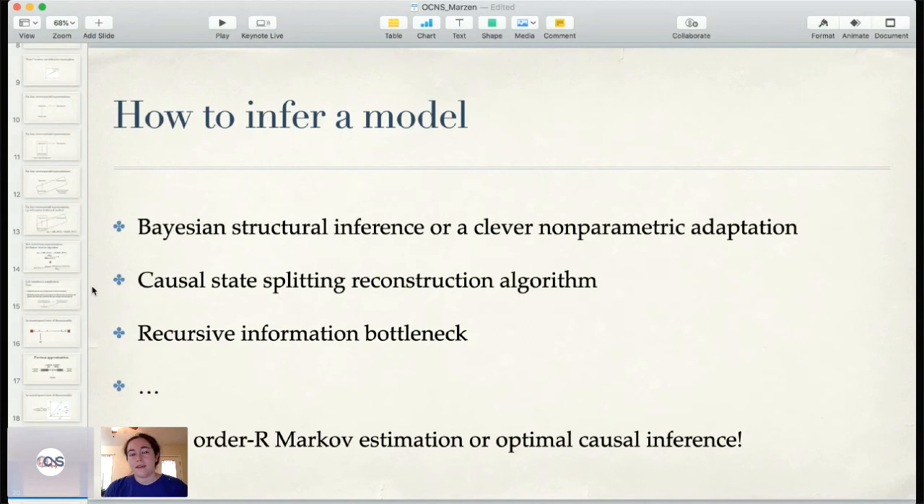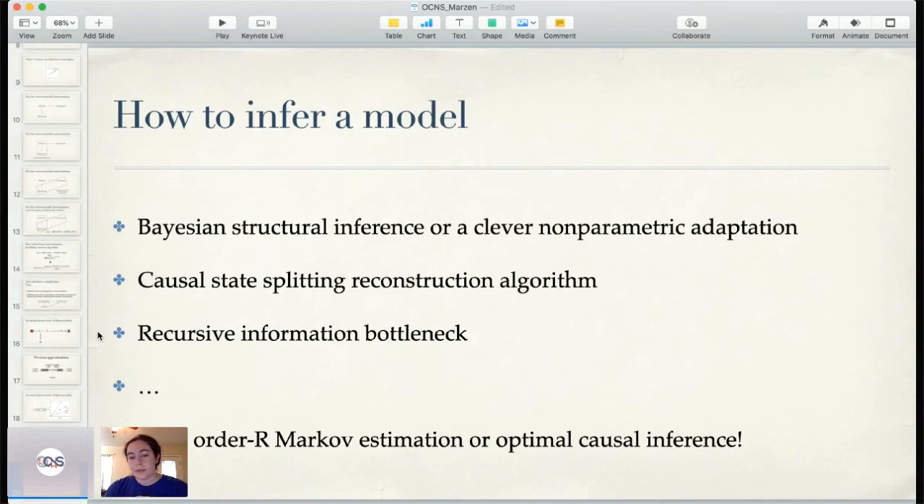And then there is CSSR, which can result in a proliferation of states if you aren't really careful about how you control matching conditional probability distributions. There's some work that I was lucky enough to do with Susanne Still and Lisa Miller, and I think some other people in the paper too. The paper's not out yet, but there's this thing called the recursive information bottleneck, which I think is a really clever approach to this. If you're curious, just hit me up in the comments. I'm happy to answer questions about it.